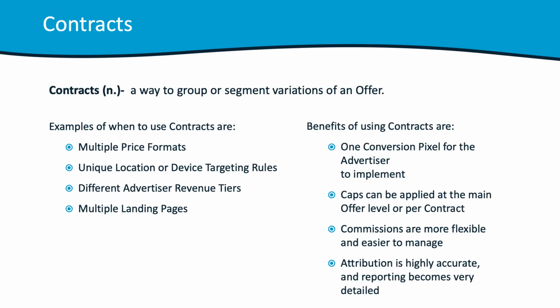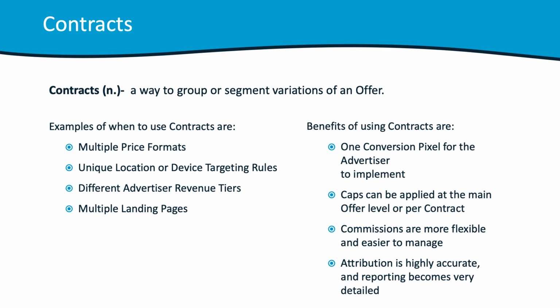And finally, contracts on an offer allow you to easily manage and report on variations of an offer. A couple common examples of when to use contracts are if you want to provide multiple price format payout options to your affiliate partners, such as a CPA or a rev share, or if you need to easily manage landing pages for various geolocations or device types.